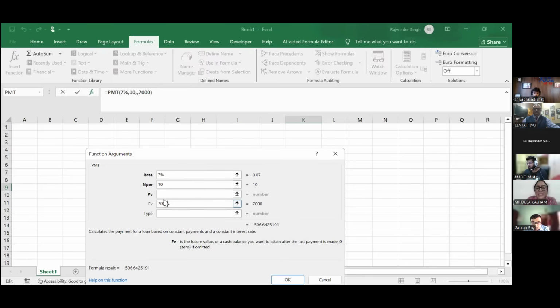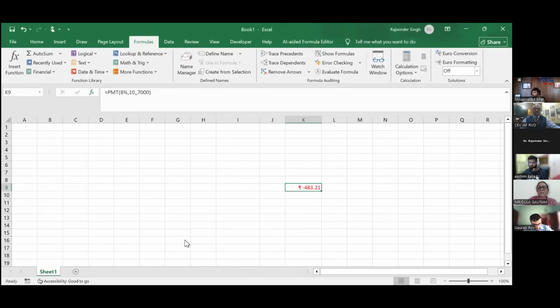Sir, rate of interest is 8%. Yes, 8%. You can put 8%. Sorry. 10, 7,000. By default, it is 0. You need not enter anything. Otherwise, if you need, you can find. Just press OK. You get this 483. Is it okay?